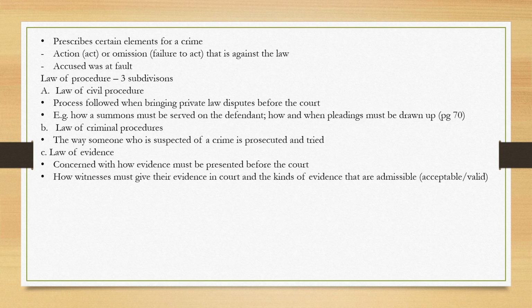And then law of criminal procedure is the way someone who is suspected of a crime is prosecuted and tried. And then we have law of evidence, concerned with how evidence must be presented before the court. So there are certain ways that evidence can be presented before a court, certain ways it can't be presented. So the law of evidence really deals with how the evidence can be presented before the court, how witnesses must give their evidence in court, and the kinds of evidence that are admissible, which is acceptable or valid.